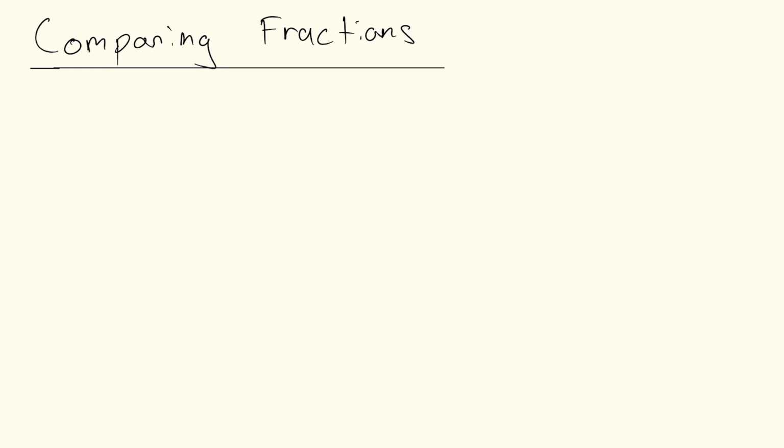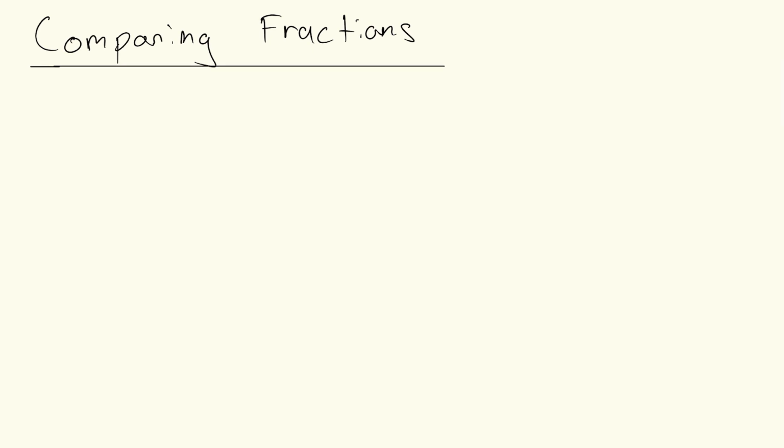Hey everyone, so today we're going to go over comparing fractions, specifically comparing fractions with different denominators. Now for the first problem, we have 2 over 5 and we have 4 over 5. Since the denominators are the same here, all we have to look at is the numerators, and since 4 is greater than 2, 4 over 5 is larger than 2 over 5.